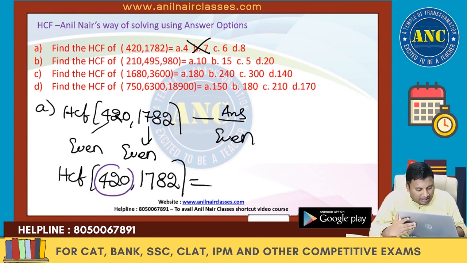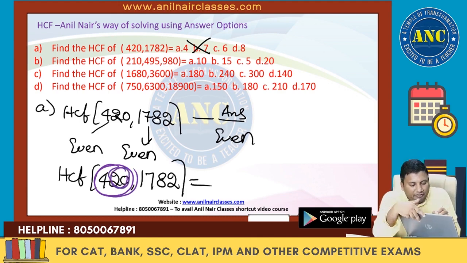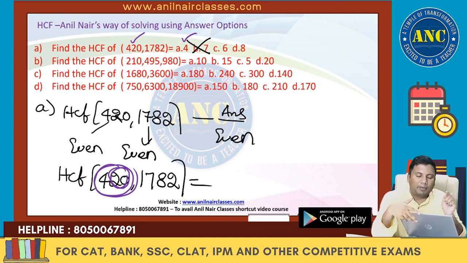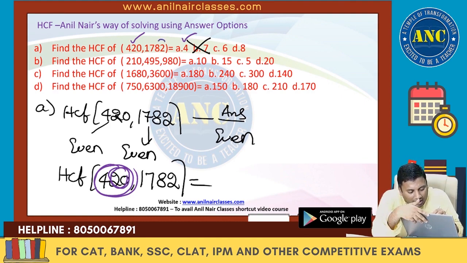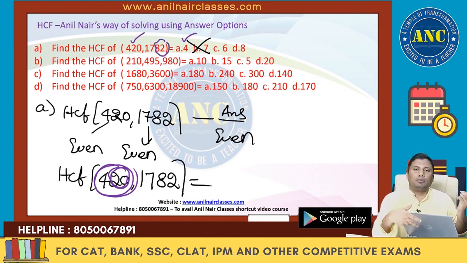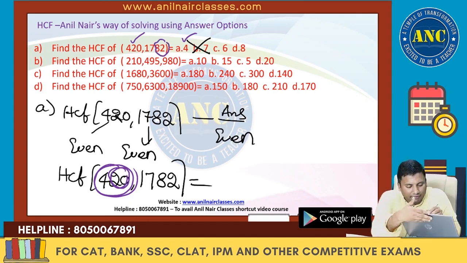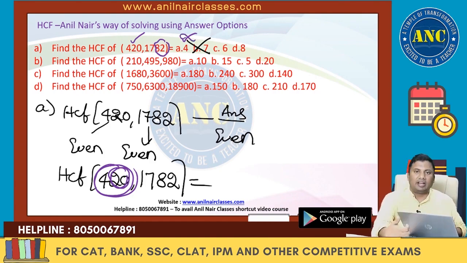420 is divisible by 4, because the last two digits are divisible by 4. If I assume the answer as first option 4, and the output and one number are divisible by 4, the other number should also be divisible by 4. 82 is not divisible by 4. That means my assumption is incorrect.